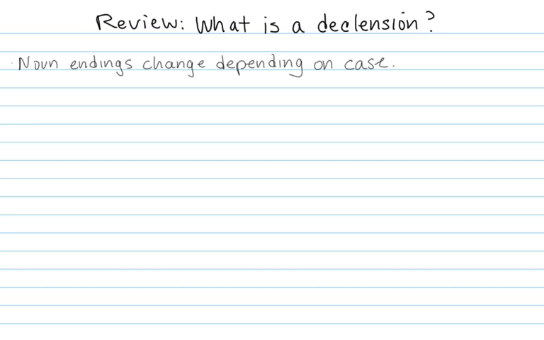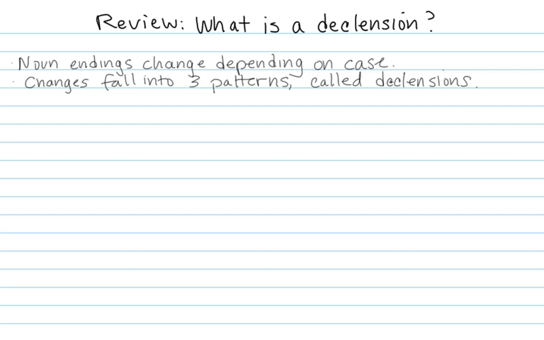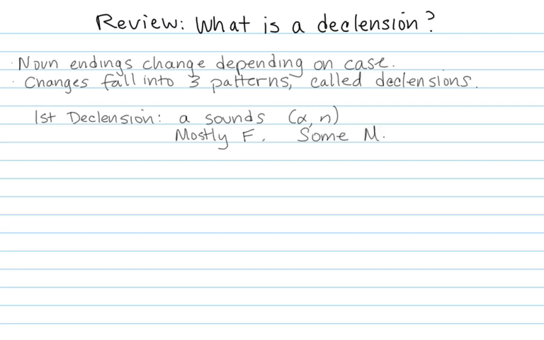As you know, noun endings in Greek change depending on the case, and the changes to these endings fall into three different patterns, which we call declensions. We've already learned the first and the second declensions. The first declension was characterized by lots of A sounds in the endings. These were mostly feminine, which followed one pattern, and some of them were masculine, which followed a slightly altered pattern.